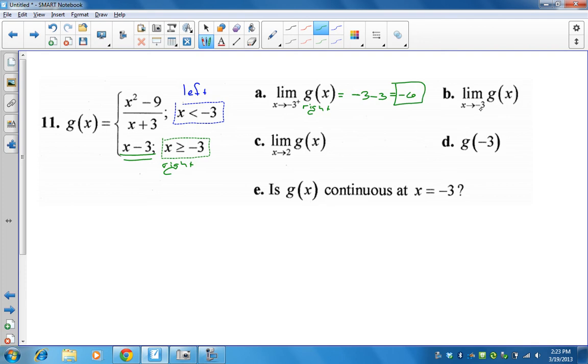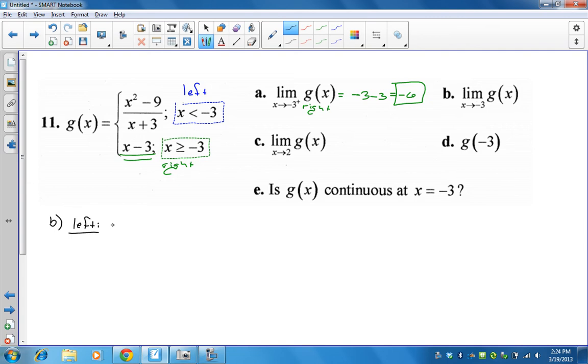Part B is what is the limit as x approaches negative 3. Well, for part B, I'm going to have to come down here. I'm going to need more room for part B. For part B, I need to look at both sides. So I need to look at the left side and the right side, and since left and right are represented by different functions, then I'm going to have to look at them both separately. I've already done the right side, and I know the right side approaches negative 6, so now I have to look at the left side.